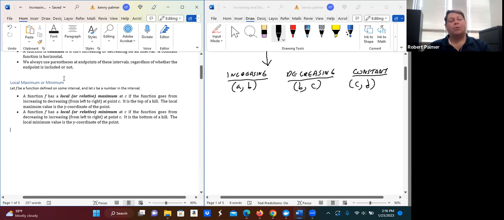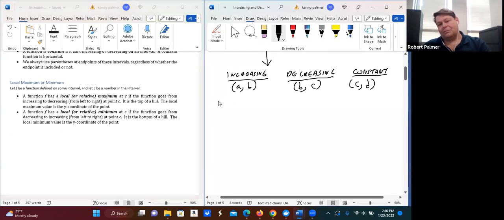Here we call them local or relative because these may not be the highest or lowest points on the graph, but they're just the highest or lowest points locally. So let's take a look at an example of that.